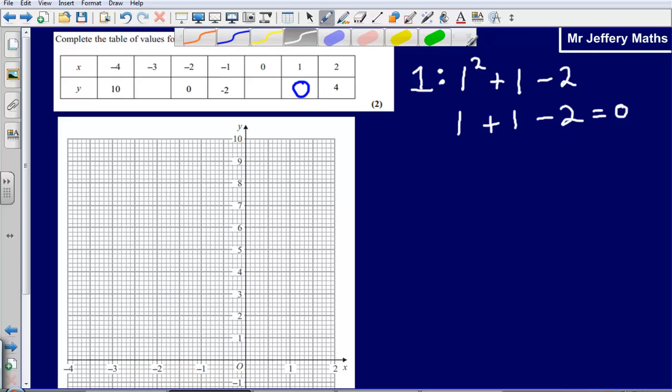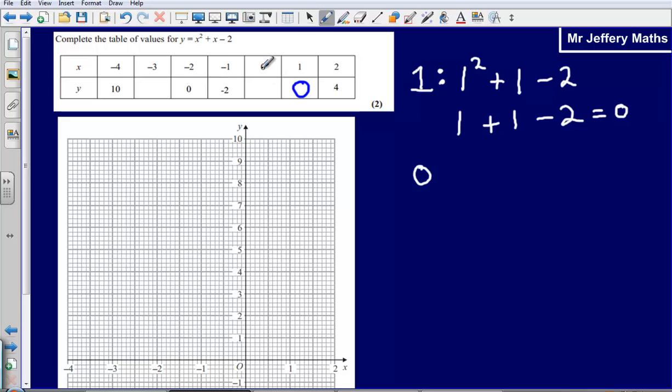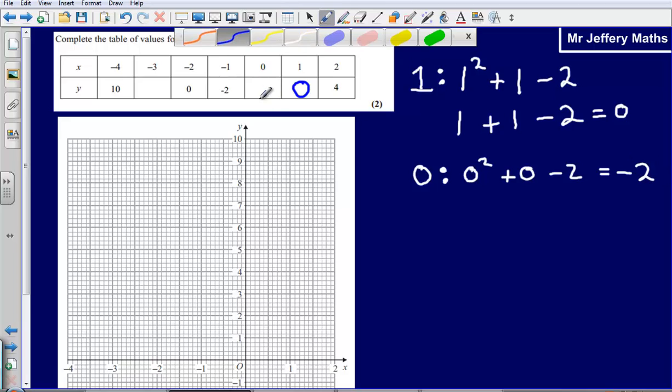Then let's do the same thing with the next number along. So let's use 0 and put 0 into our formula. So we get 0 squared plus 0 minus 2. And we can see straight away that's quite straightforward. That's just going to give us an answer of negative 2. So we get minus 2 here.